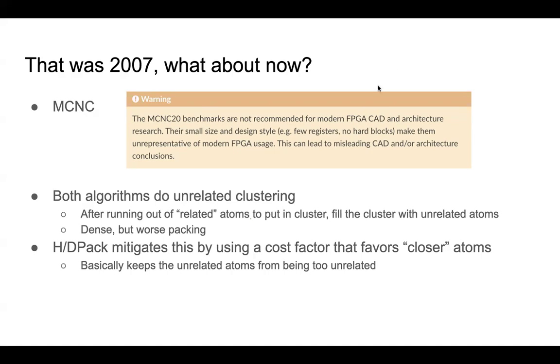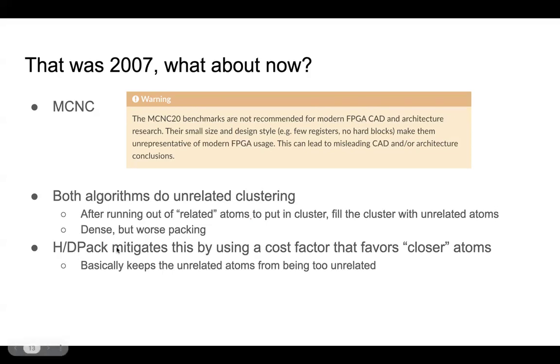And just to give you some context, I think the largest benchmark in the MCNC suite is like 4,000 atoms, something like that. It's very small. So both of these algorithms do unrelated clustering. After running out of related atoms that are connected to each other by a bunch of different criteria, they just fill the cluster with unrelated atoms, and you get a dense but worse packing.